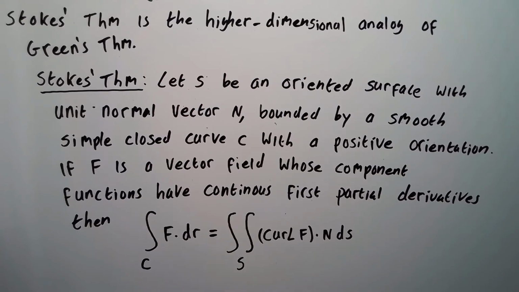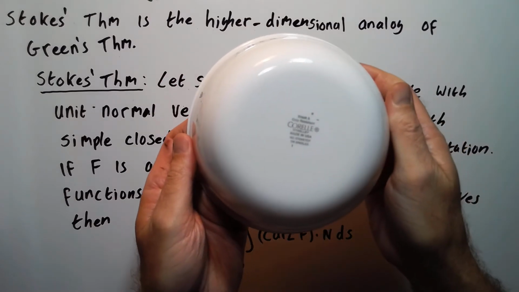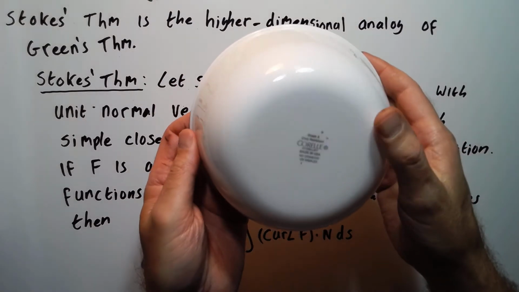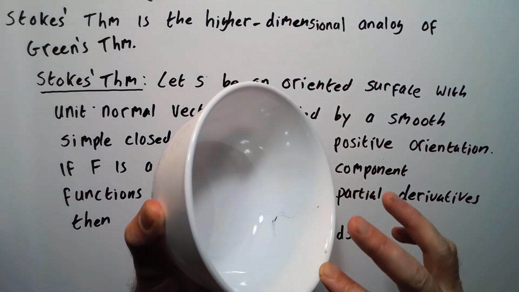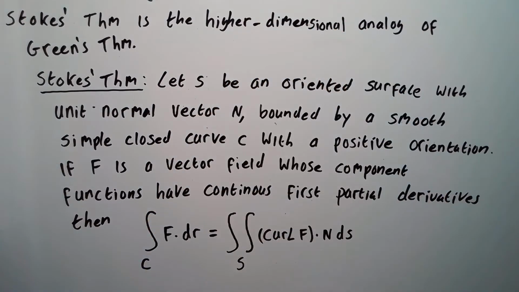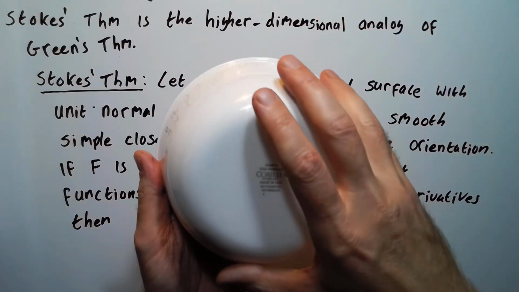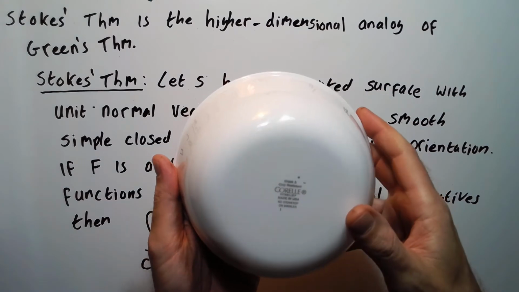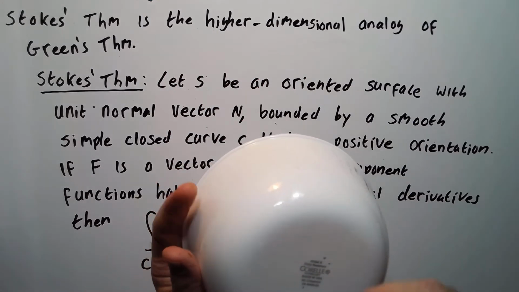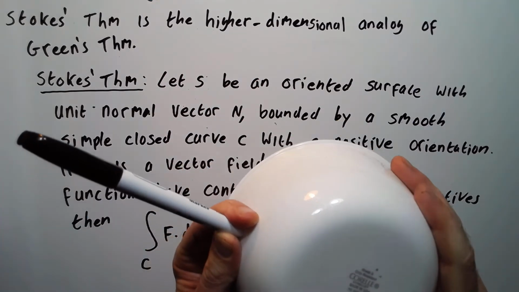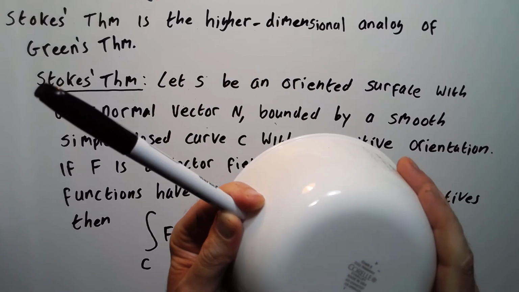Okay, so let me explain a bit more about what positive orientation is. Say the bowl here is our surface. Then the boundary, what we're talking about in Stokes' theorem, the C, would be this here. That would be the boundary. The S would be the bowl up here. Now let's talk about the positive orientation. I can choose the normal vector to be sticking out of the bowl, say here. So I've oriented the surface.